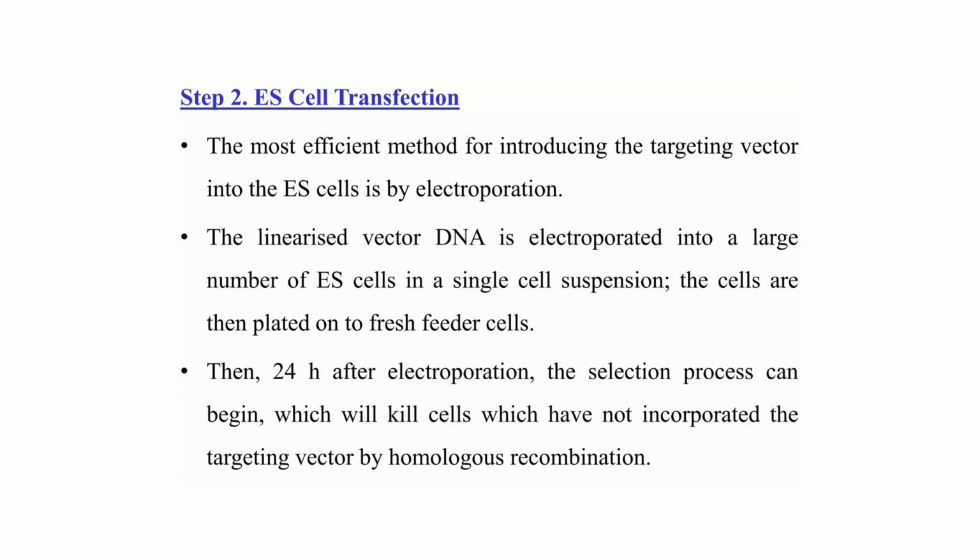Let's now also look at the rest of the process after the positive negative selection. The next step is ES cell transfection. The most efficient method for introducing the targeting vector into the embryonic stem cells is by electroporation. The linearized vector DNA is electroporated into a large number of ES cells in a single cell suspension. The cells are then plated onto fresh feeder cells. Then 24 hours after electroporation, the selection process can begin, which will kill cells which have not incorporated the targeting vector by homologous recombination.